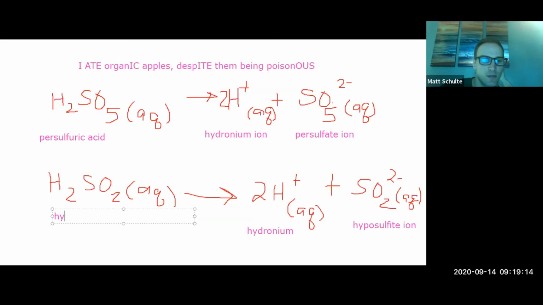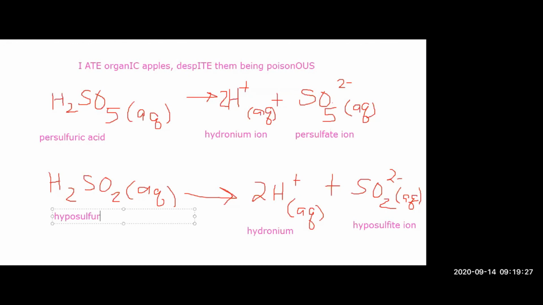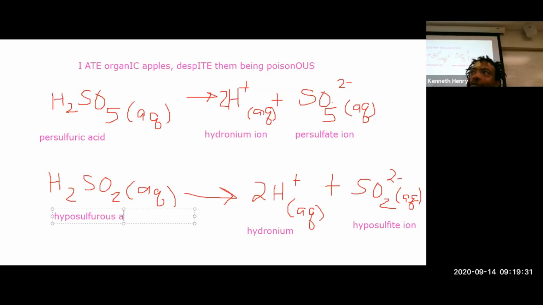Hyposulfuric. Is it -ic? Isn't it an -ite? What does that say? Despite being poisonous. Hyposulfurous acid. That's right.